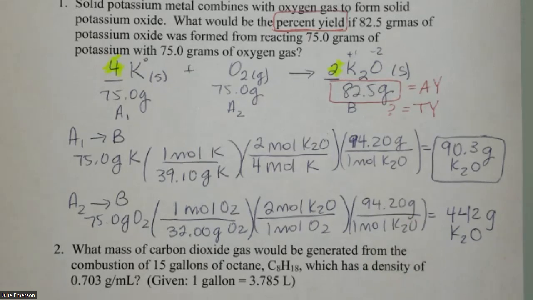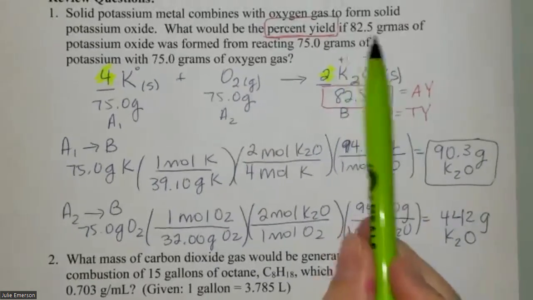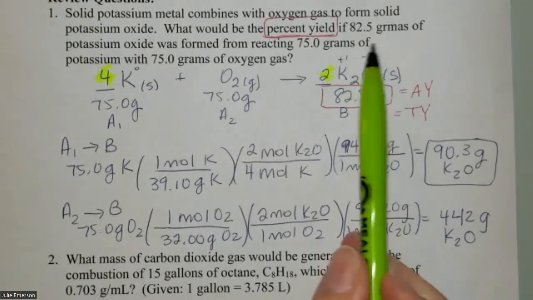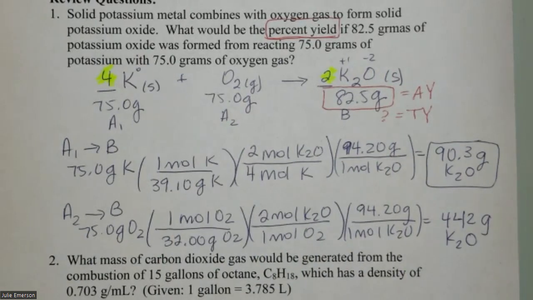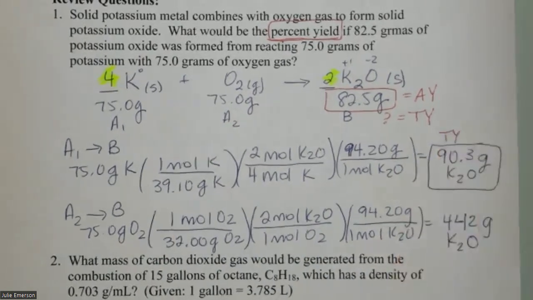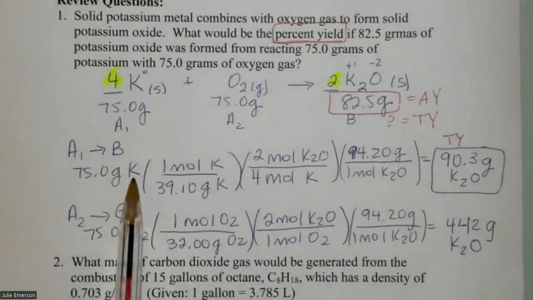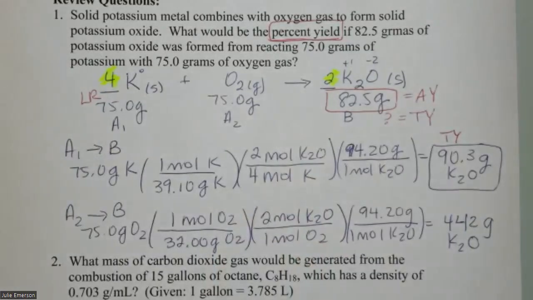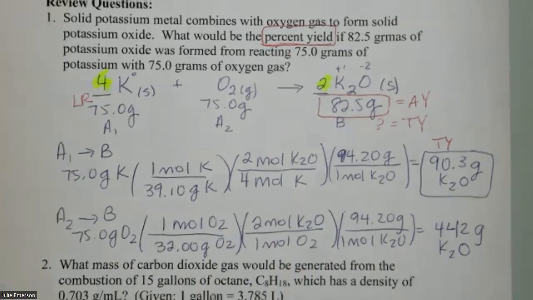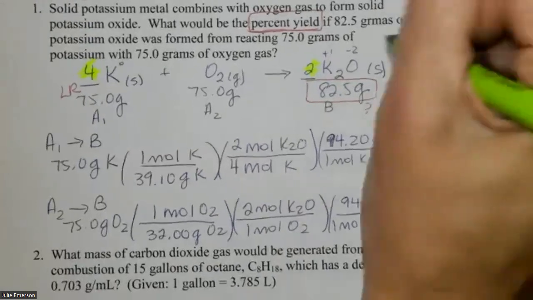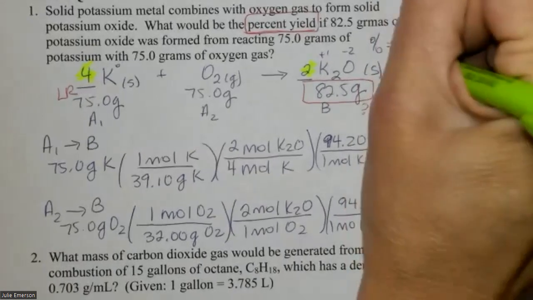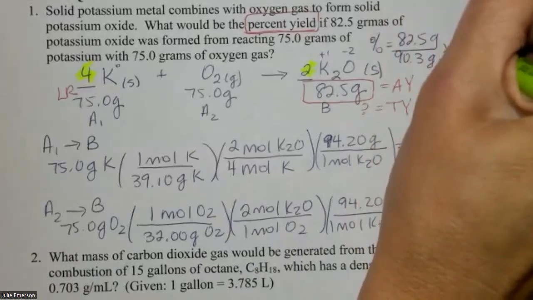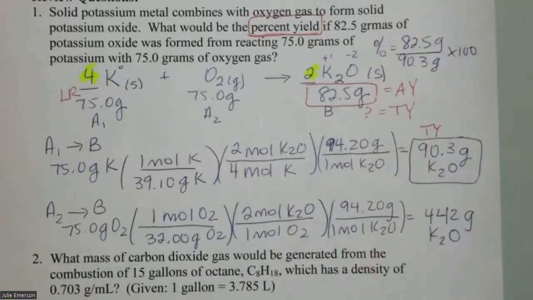That's a good part. So your actual yield in this question was given as 82.5 grams of potassium oxide. Now our theoretical yield, we just found out, in theory, would be 90.3 grams because we found out the potassium was our limiting reactant. Oxygen here would have been excess. So now at this point, I can find my percent yield. So percent yield, actual 82.5 grams, theoretical 90.3 grams, keeping our three significant figures.